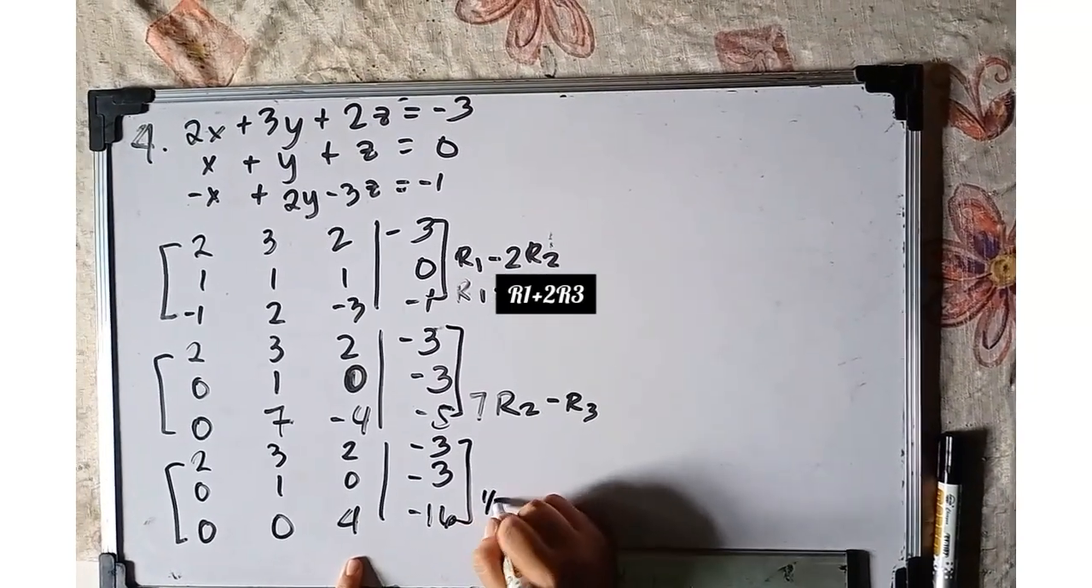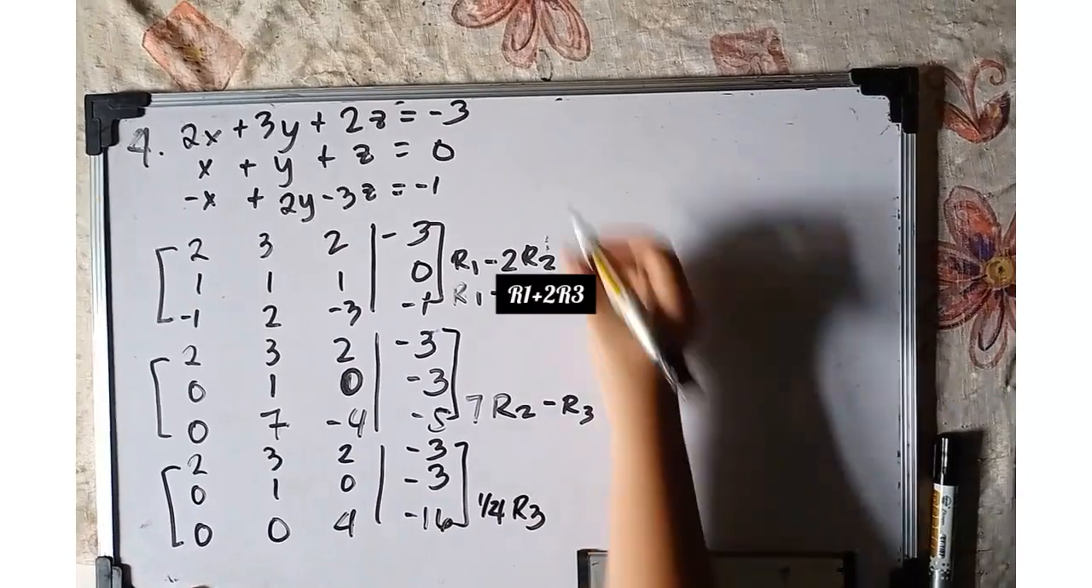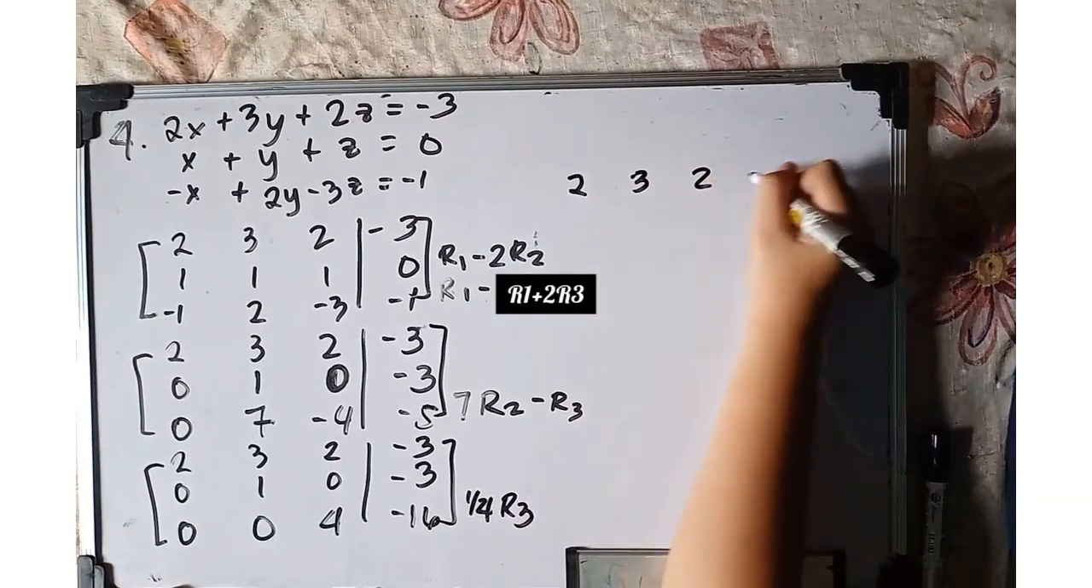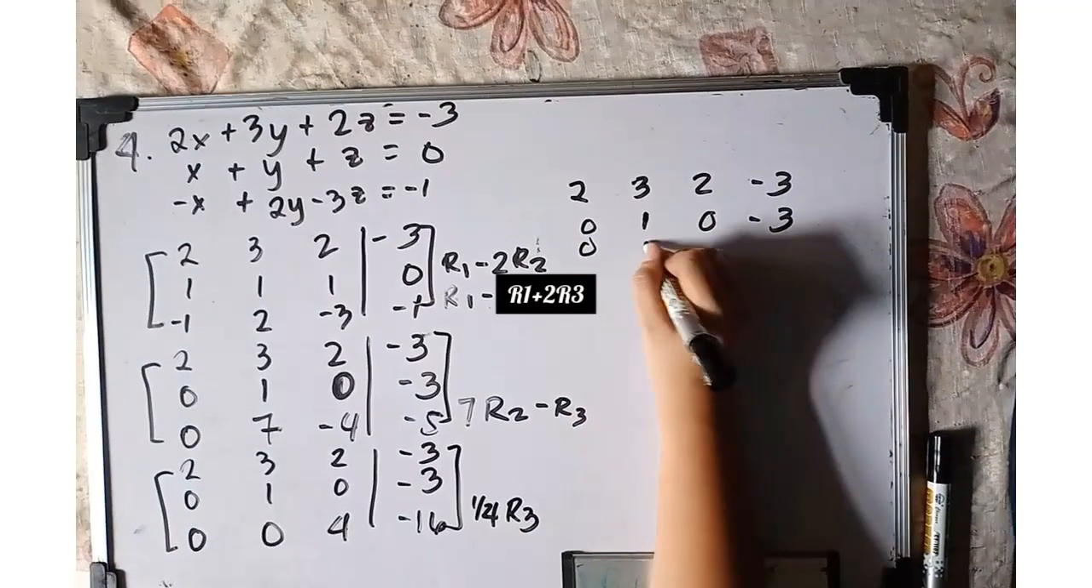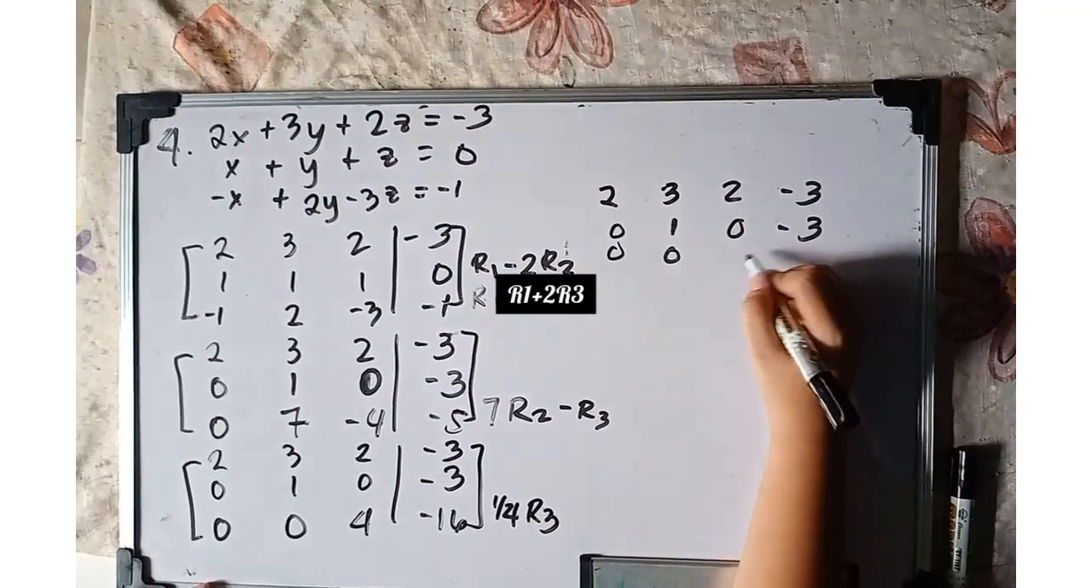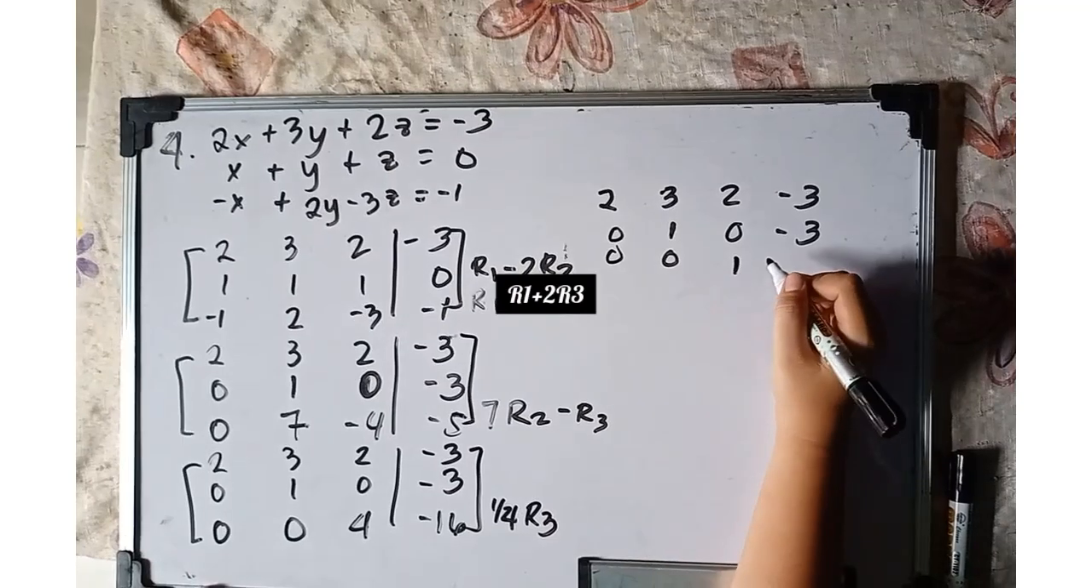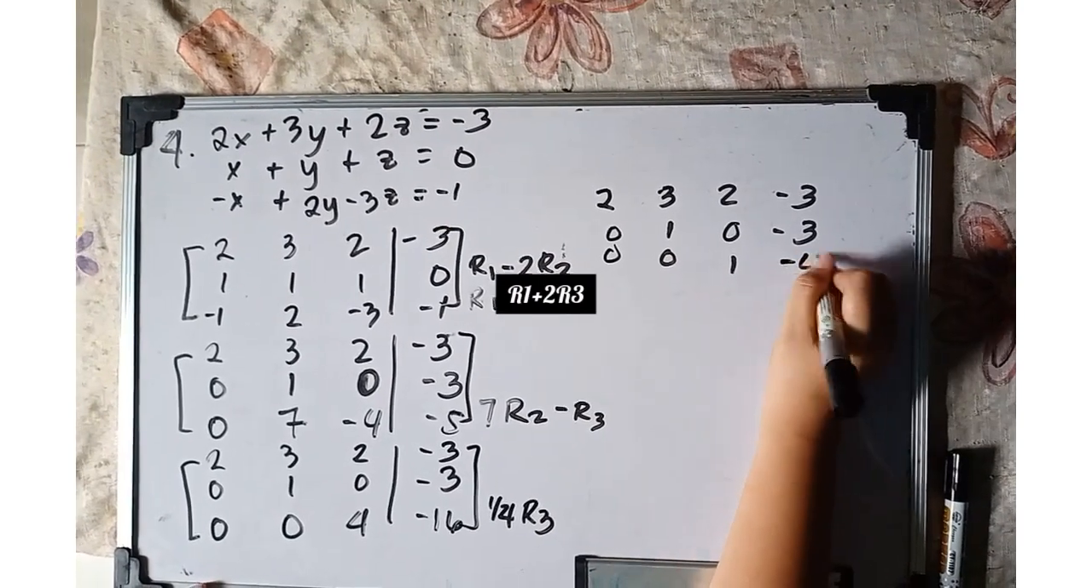So by calculating 1/4 times R3. So copy 2, 3, 2, negative 3, 0, 1, 0, negative 3, 0, 0. 1/4 times 4 is 1. 1/4 times negative 16 is negative 4.